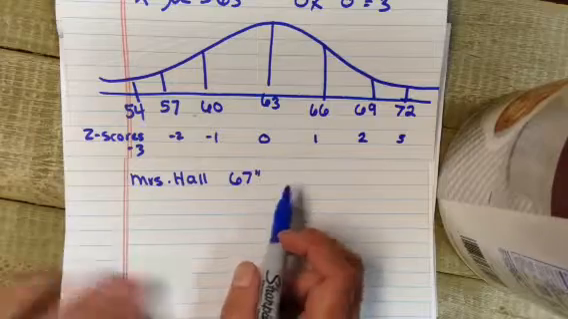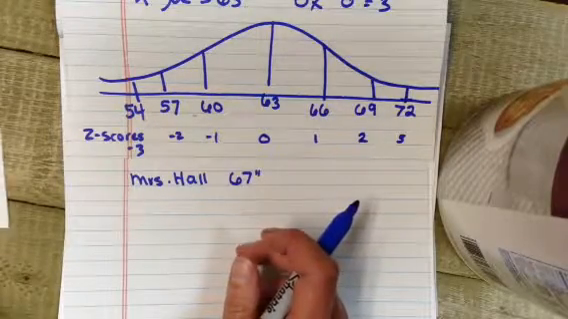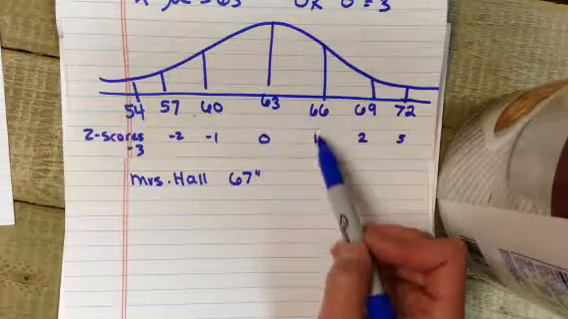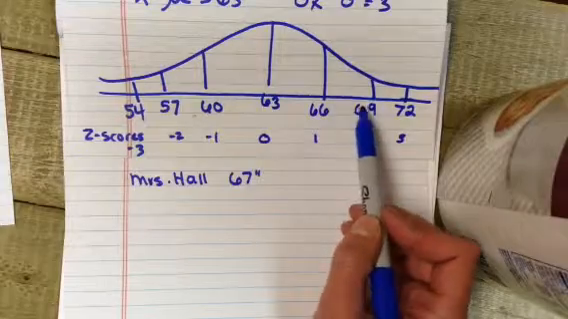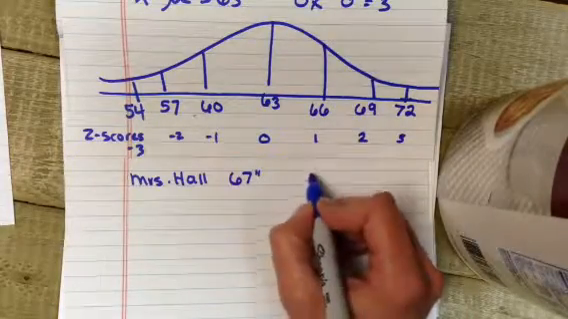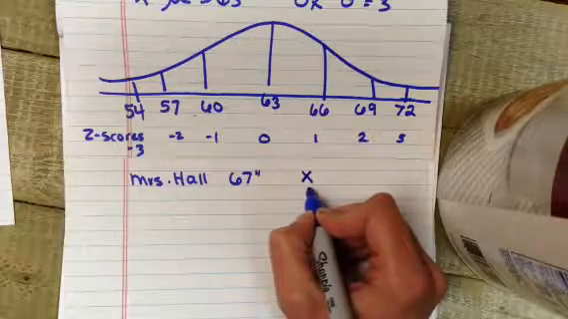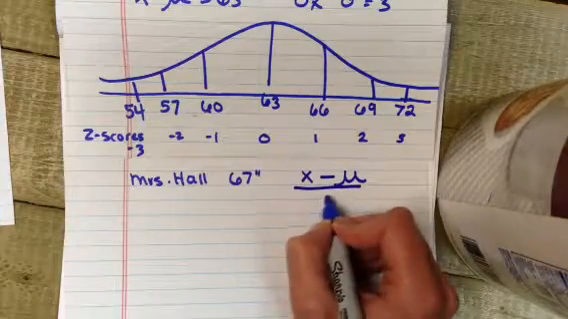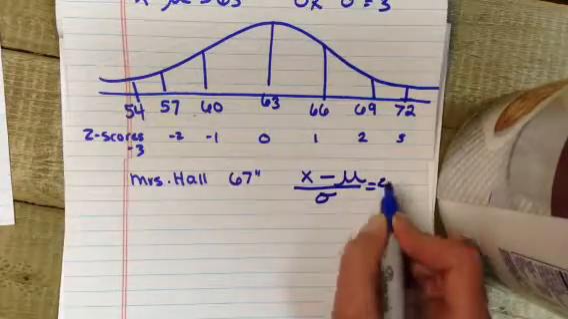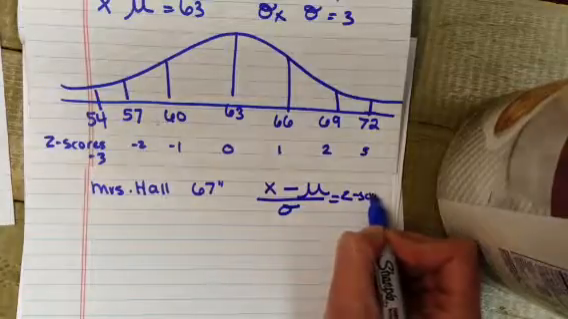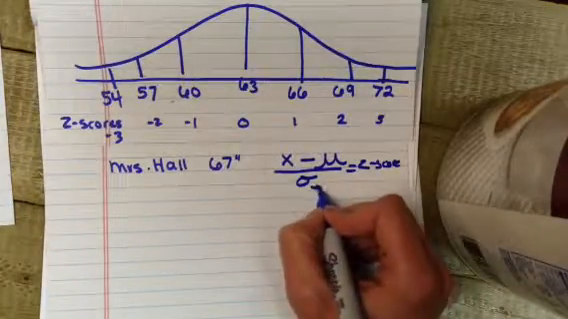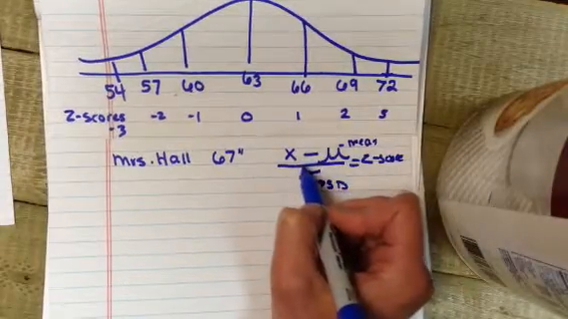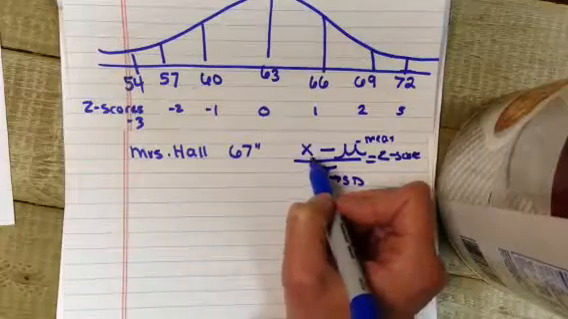So I am 67 inches tall, so I want to know what my z-score is. I know that I'm going to be falling right in here someplace, so my z-score has to be between 1 and 2, probably closer to 1. So here's our formula. We do x, that's the element, that's what we're trying to find, or that's what we have, minus the mean, divided by the standard deviation will give us our z-score. And then x is the number you either have or you're trying to find. That's the element it's called.